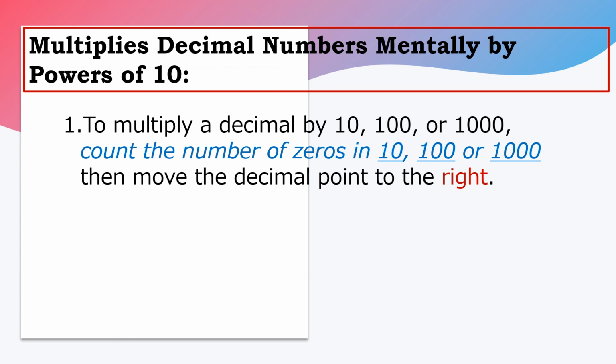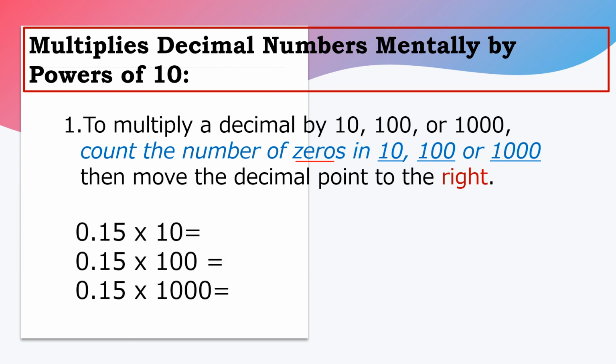Anong ibig sabihin nun? Kapag ang multiplier mo ay 10, 100, or 1,000, hindi mo na siya kailangang isolve sa papel. Ano lang gagawin mo? Bibilangin mo lang ang 0 sa 10, 100, or 1,000. Tapos, imumove o ililipat mo ang decimal point papuntang kanan.